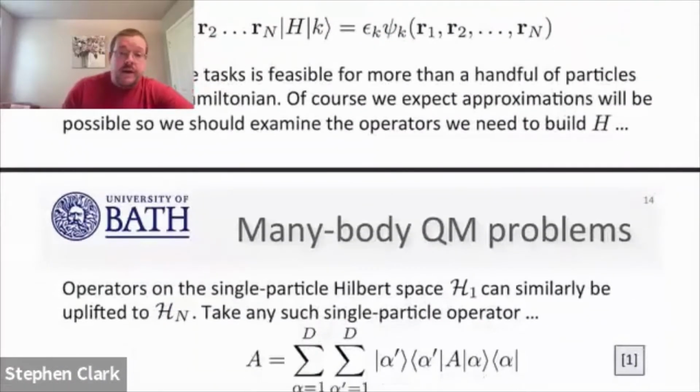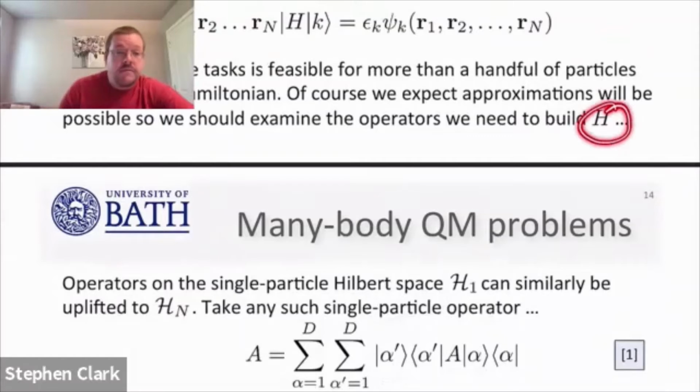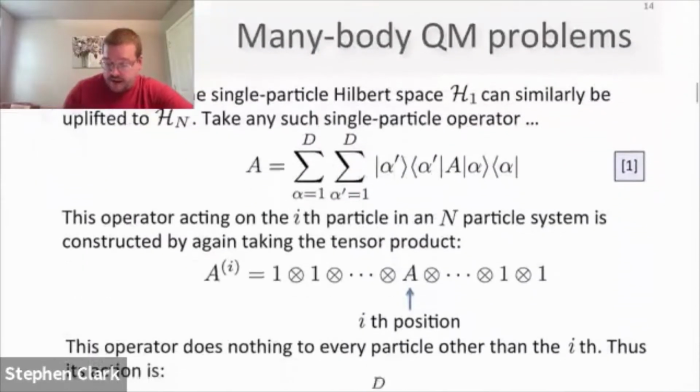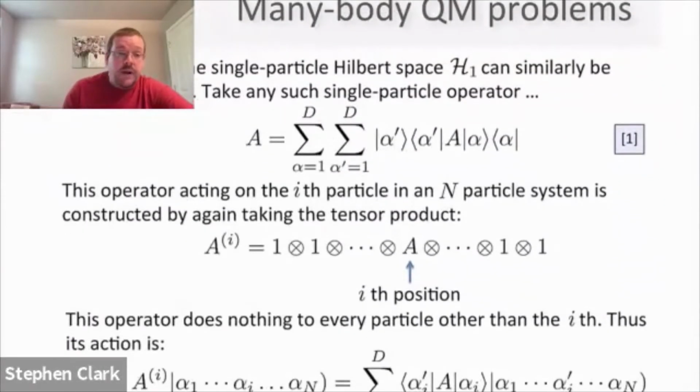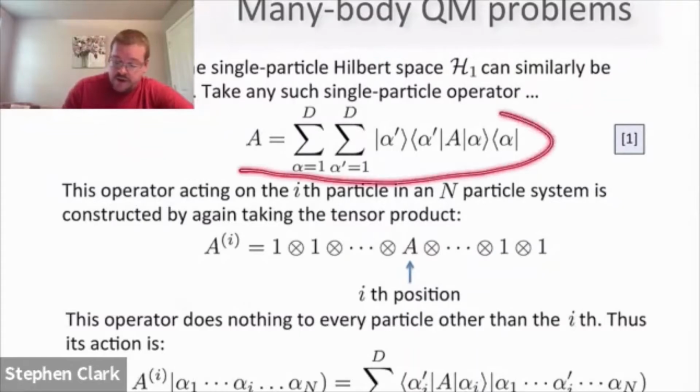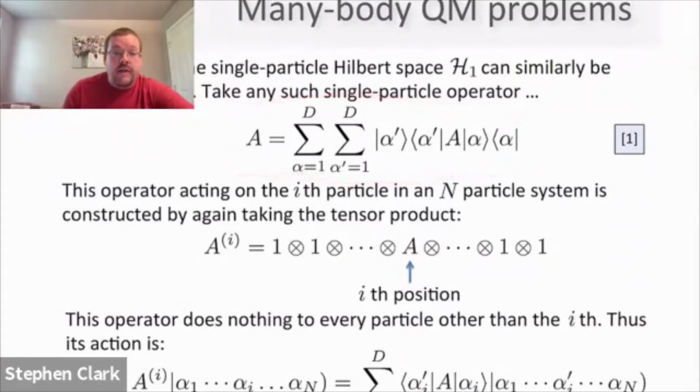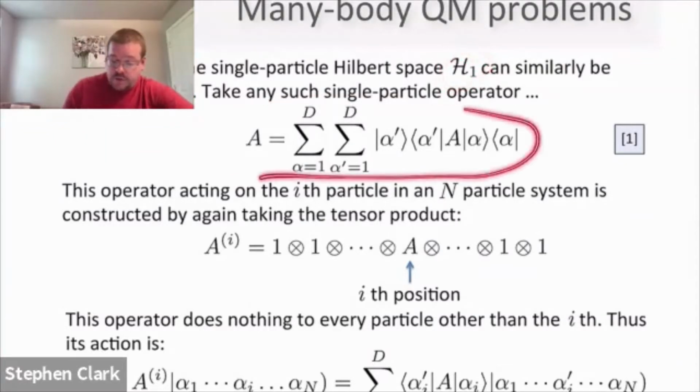So if we want to do that, we need to be able to build this Hamiltonian first out of operators, and those operators are going to involve single particle operators, but they're also going to involve two-body operators, namely ones that describe interactions between particles. So what does a single particle operator look like? Well, that's just an operator that acts on one copy, on this H1, the small one copy of the Hilbert space.